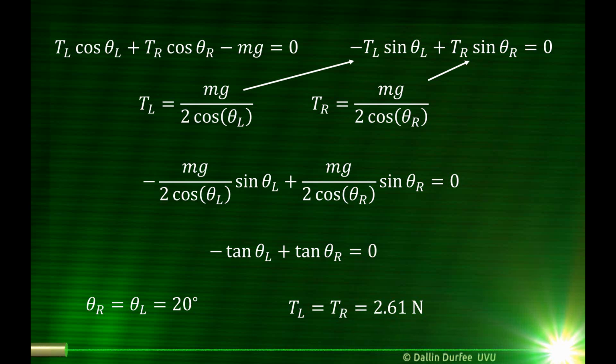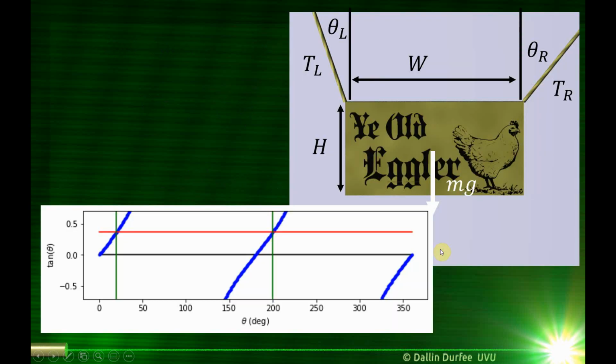Now you might say, well, wait a minute. Is it possible that theta right could be something other than theta left and their tangents still equal? Well, here's a plot. In blue, I have the tangent of theta as a function of theta, and the red line is the value that you get when you take the tangent of 20 degrees, theta left. You see that they intersect at theta right equals theta left, both equal to 20 degrees, but they also intersect at 200 degrees. So maybe that's an answer.